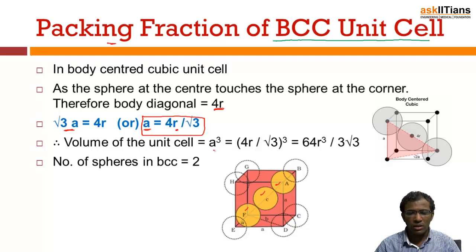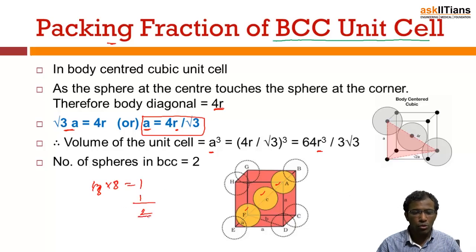So volume of the unit cell is a cube. So substitute a in terms of r. So you will get 64 r cube by 3 root 3. So this is the volume of the unit cell, and the next thing is the volume occupied by the particles. To calculate that we have to know how many particles there are in a BCC unit cell. So in a BCC unit cell we have 8 particles at corners. So 1 by 8 into 8 is equal to 1, and we have 1 at the body center. So in total we have 2 particles.